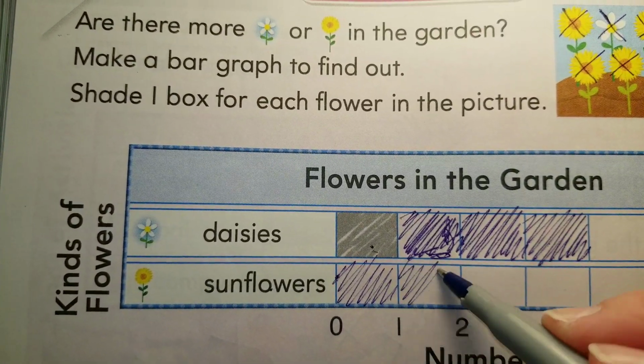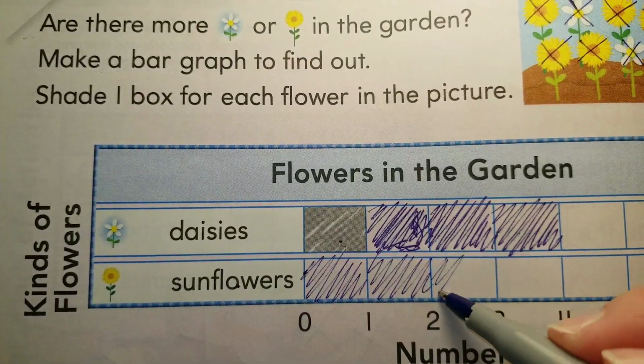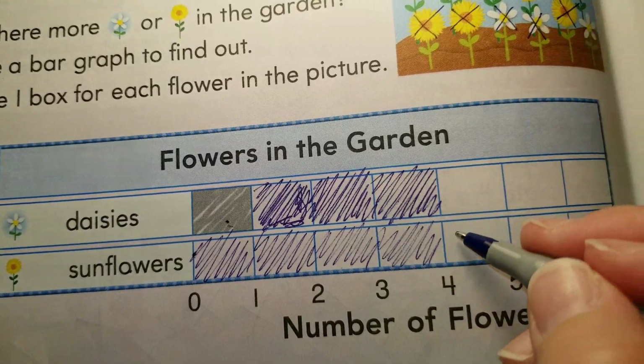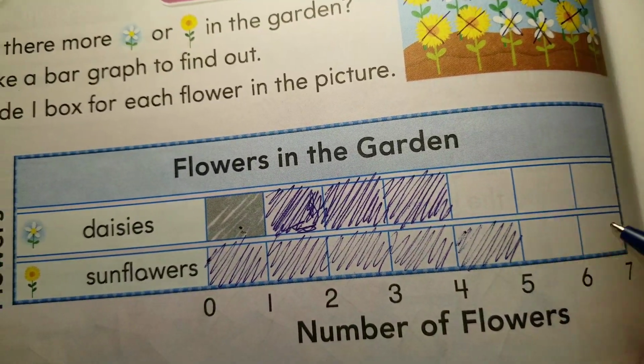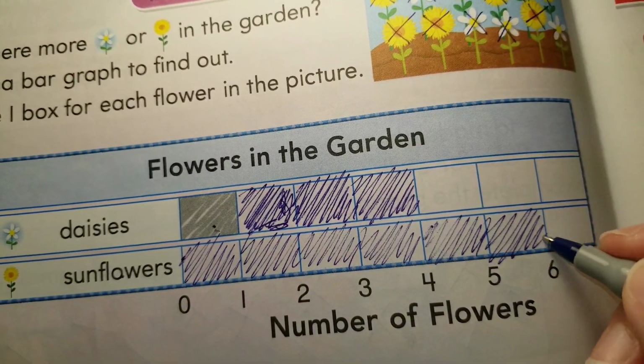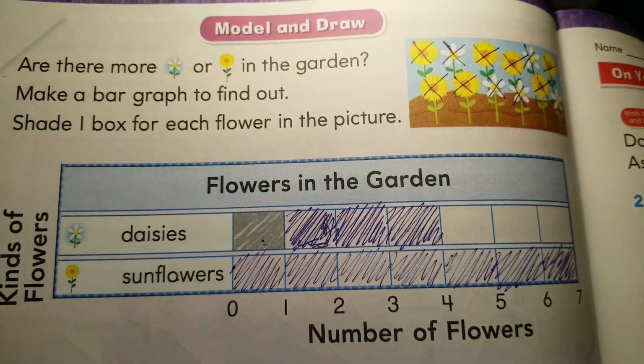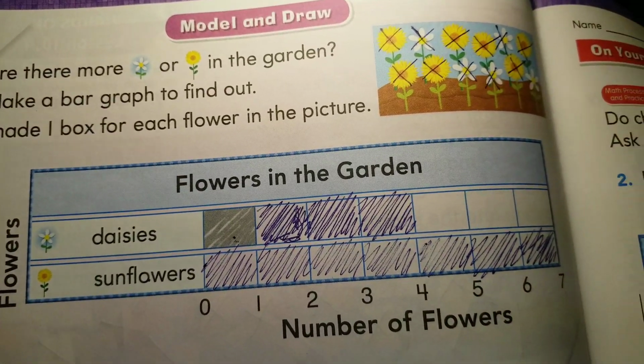1, 2, 3, 4, 5, 6, and 7. Don't forget, you can do these with your pencil or with your crayons.